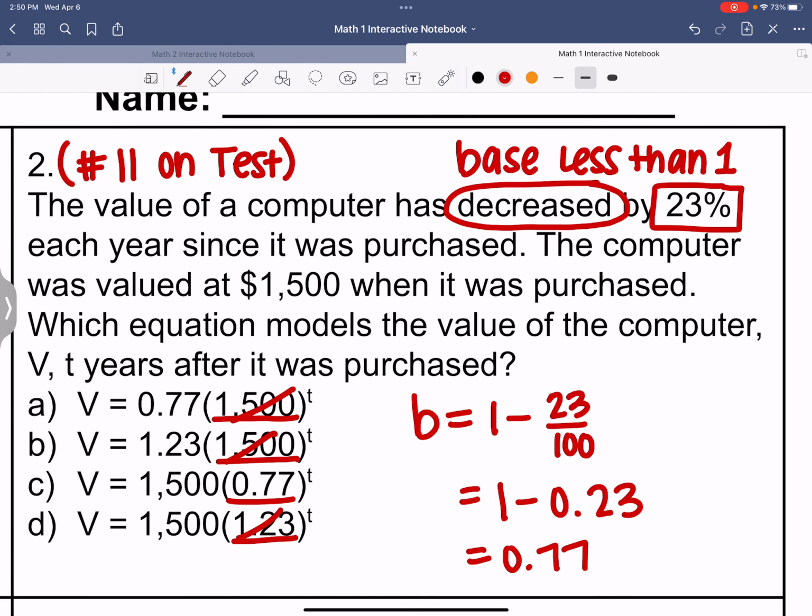So your base, if it's decay or decreasing, you have to do 1 minus that number to get your base. And that's how we would have ended up with C. On your test, you would have to use that rate, do 1 minus that percentage turned into a decimal, and see what you would get for your base.